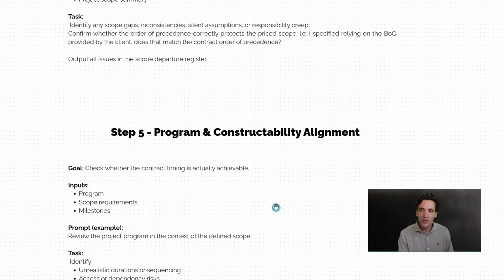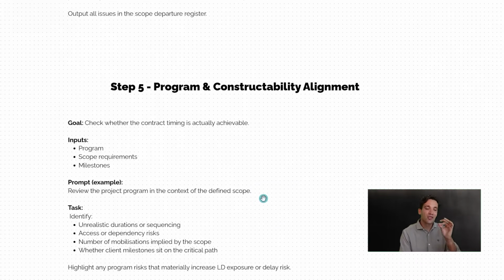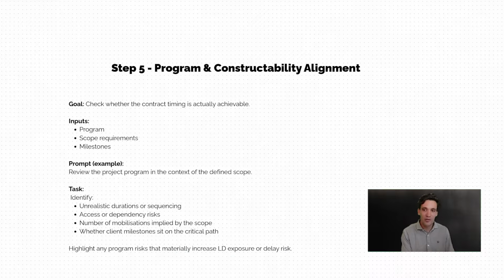The second prompt you should do is to look at the program and the constructability alignment. The goal here is to check whether the timeframes nominated in the contract actually make sense. So for this, you need to input the program, the scope requirements, and the contract milestones, and you want to prompt it to review the program against the scope of works to identify any unrealistic durations or sequencing, any access dependency risk. So this is where there's milestones where you're relying on the client for that aren't stated in the contract, whether the number of mobilizations make sense or any other costs you could incur from a poorly written program, basically to highlight any program risks and to check if the liquidated damages exposure is correct.